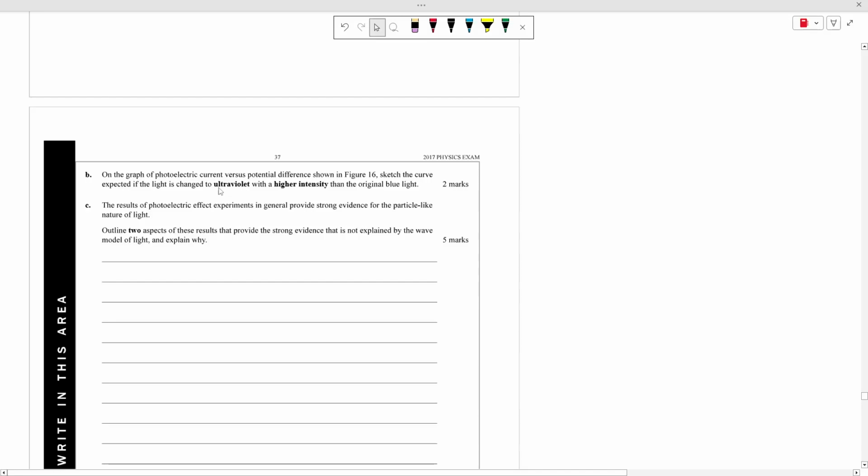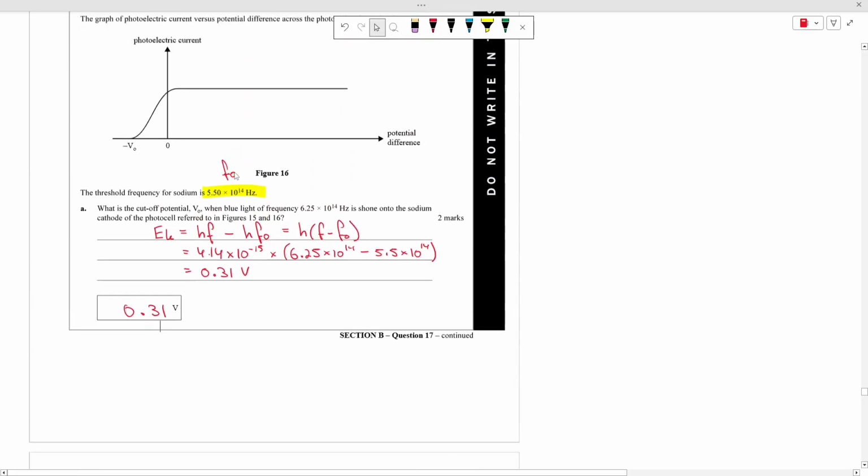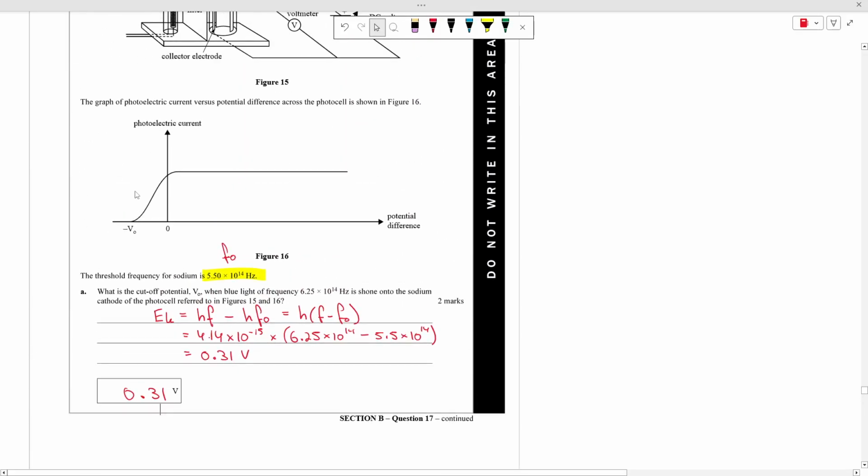Ultraviolet light has a higher frequency than blue light, therefore a higher energy. What's going to happen is, because it's got higher energy, it's going to take more stopping voltage to stop the electrons that are being ejected. So I claim that the stopping voltage is going to shift from here to here somewhere. If we're going to be consistent, we'll draw it on the graph. So it's going to start somewhere there maybe.